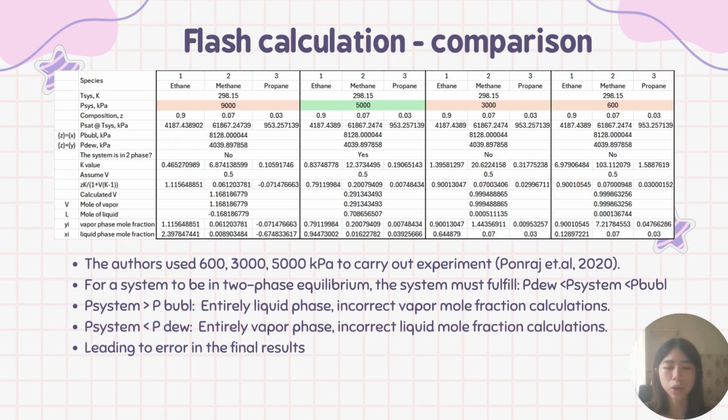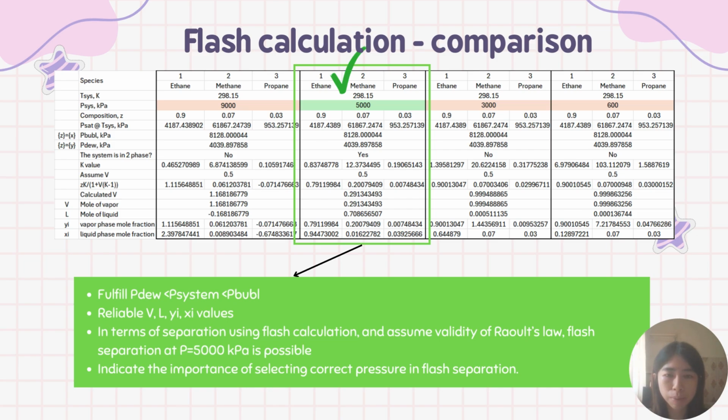After the calculation, we can see that the mole calculation went wrong when P system is larger than P bubble, especially for the case where P system is 300 kPa. The same situation can be seen when P system is 9,000 kPa, whereby P system has a larger value than that of P dew, leading to incorrect liquid mole calculation. To sum up, 5,000 kPa is selected as the pressure system.